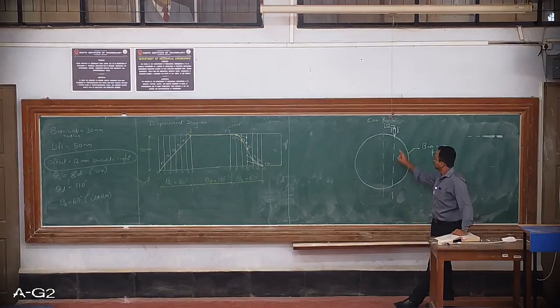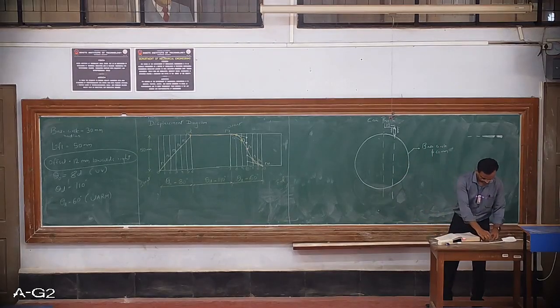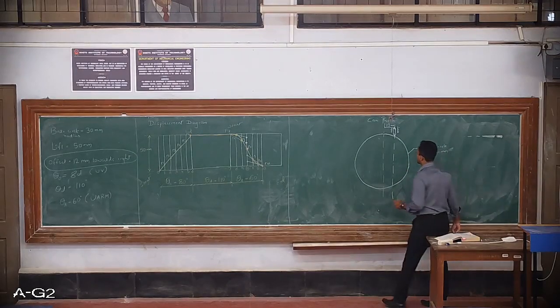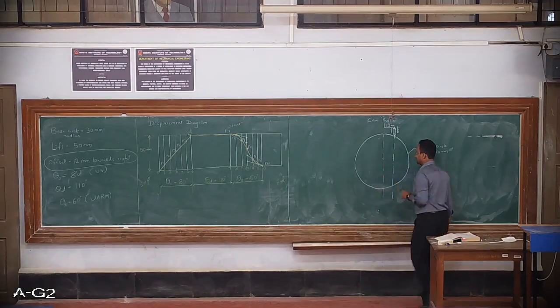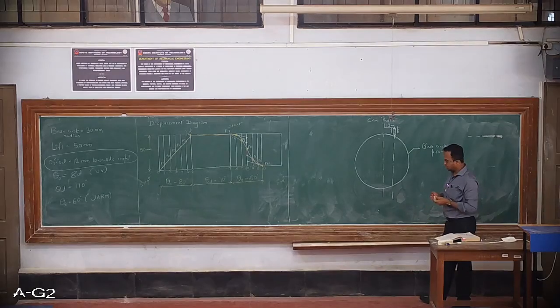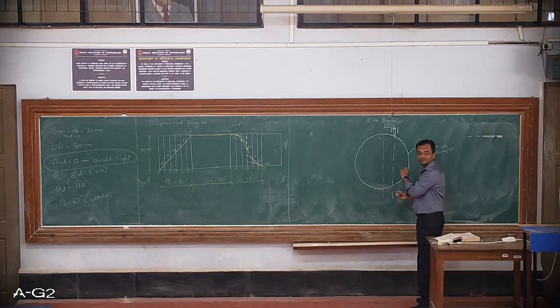The next step: from the center of the base circle, I will be drawing one more circle whose radius will be equal to 12 mm. That means if I draw a circle, it should be tangent to the follower axis.